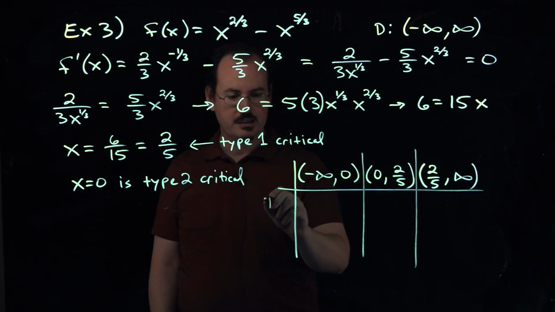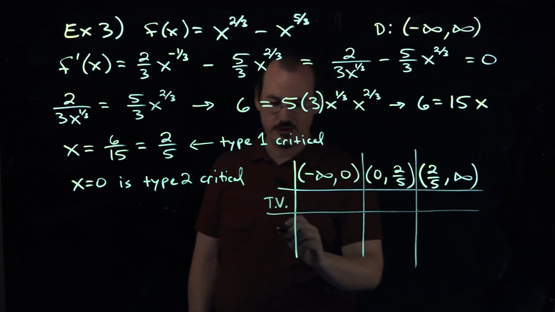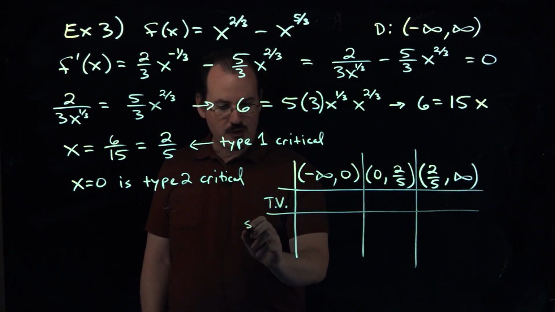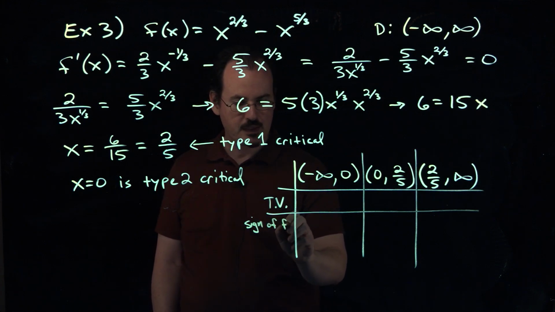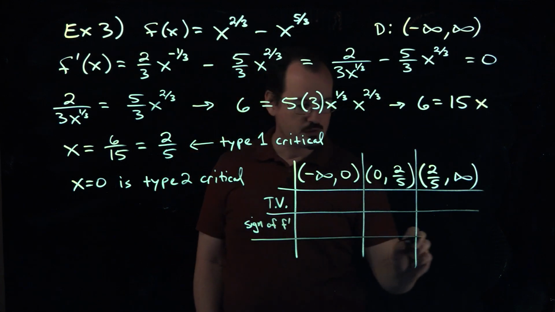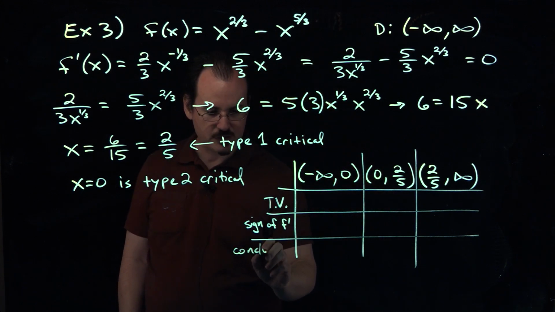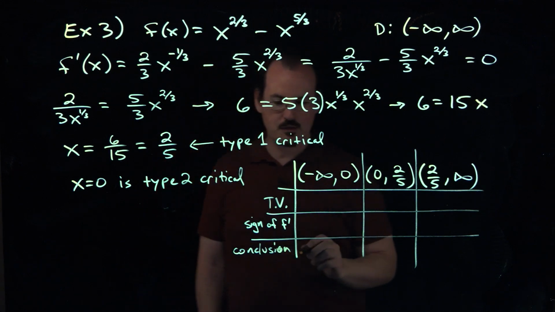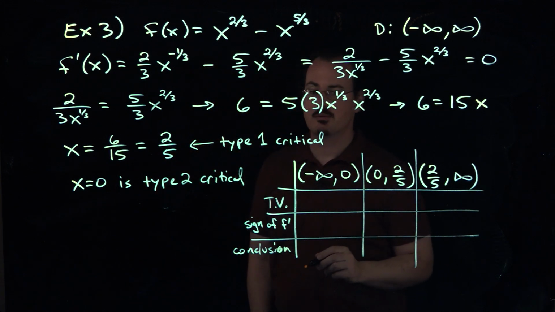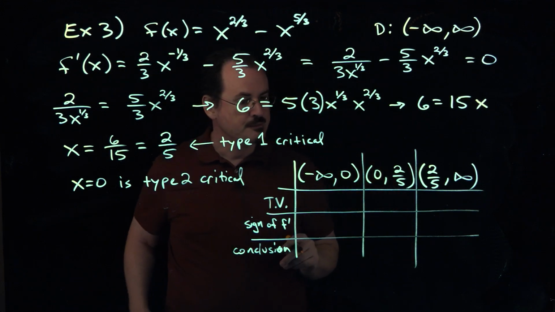And we're going to pick our test values, just like we did on the last example. It's pretty much the same way every time. We want to figure out what the sign of the derivative is. So sign of f prime. And then we want to, based on that, see what's happening with the function. And remember, the way that we can tell that we have a minimum or maximum value is if the sign of the derivative changes on either side of the critical number.